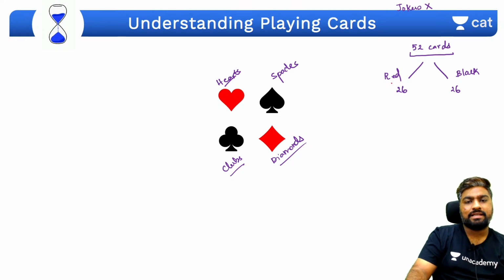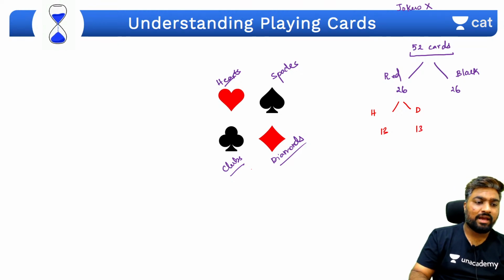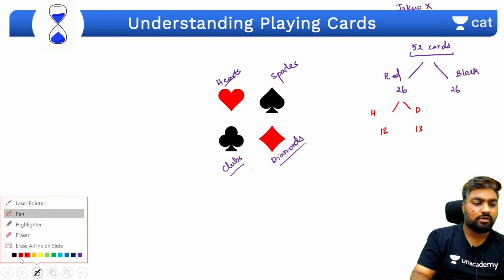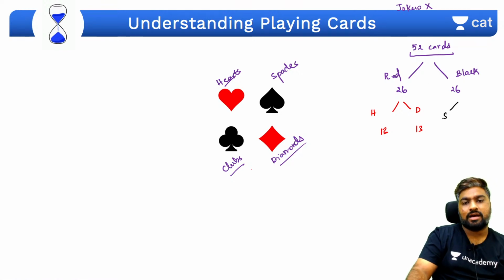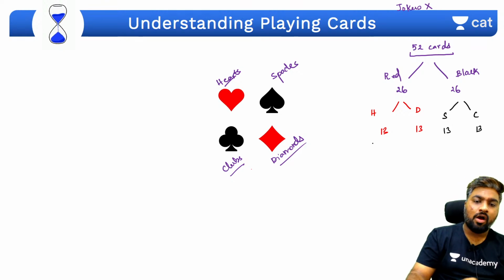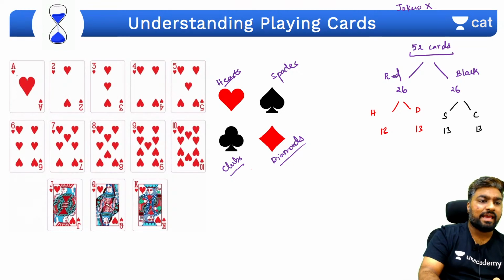Okay, so what happens? Under red there are 2 suits, which is hearts and diamonds. So there will be 13 cards in hearts, 13 cards in diamonds. Same way under black, there will be 2 suits, which would be spades and clubs, right? So you have spades and clubs, 13 cards each under them. Each of the cards in a suit will be similar to the cards in the other suits, right? So for example, if you have an ace in hearts, you will also have an ace in spades, an ace in clubs, and an ace in diamonds.